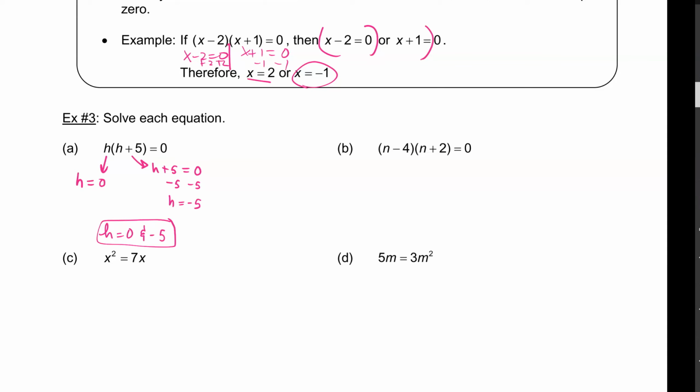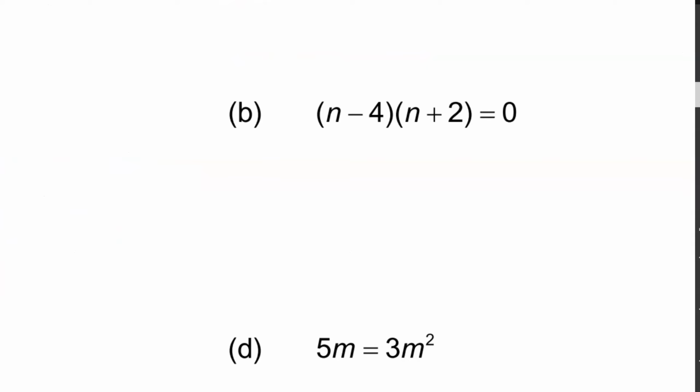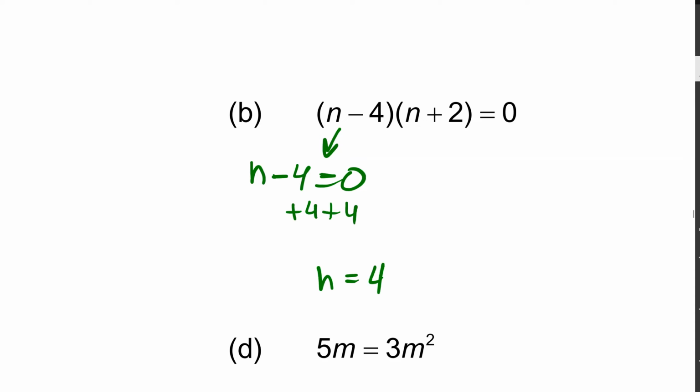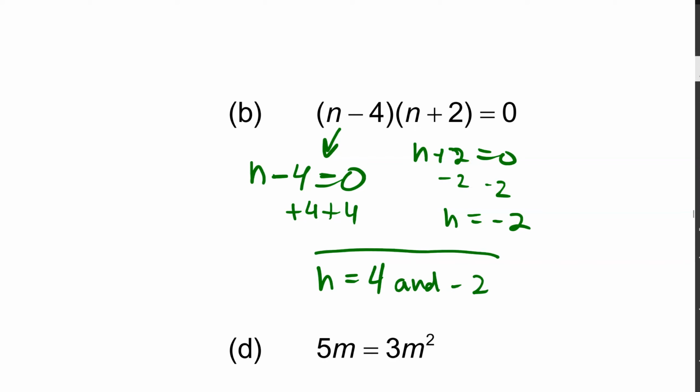Okay, so B, you set each factor equal to 0, so you'll have n minus 4 equals 0. Add 4 to both sides, you see n equals 4. Also, n plus 2 equals 0. Subtract 2 from both sides, you see n equals -2. So n equals 4 and -2, because when I say n equals 4 and -2, I'm literally just wanting the solutions.